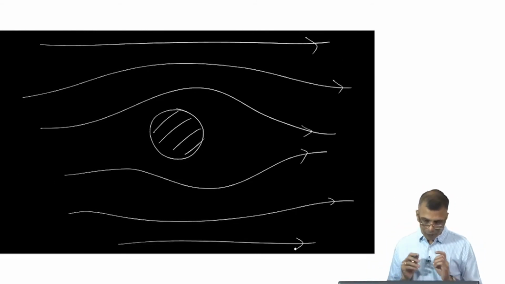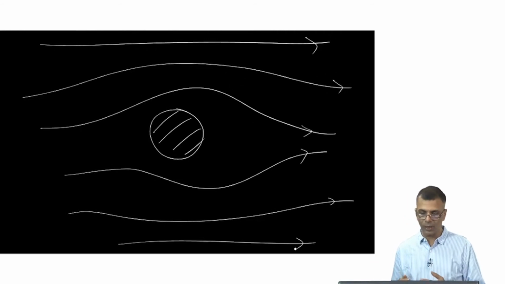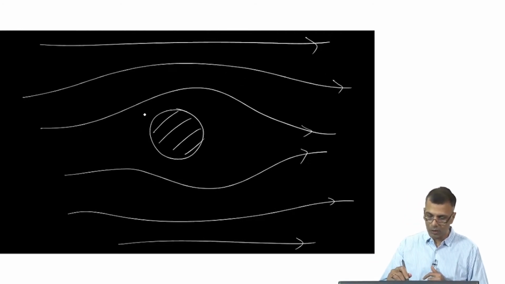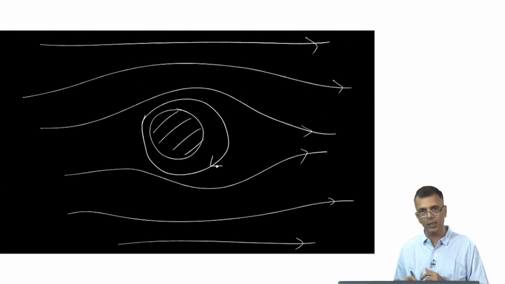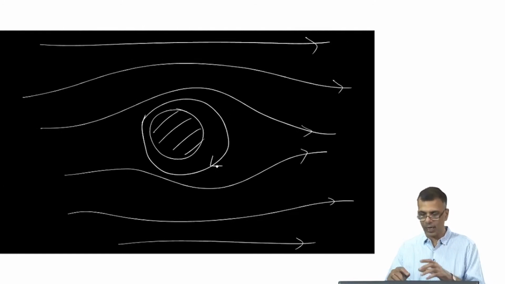If on top of this I impose, just because I say so, a circulation, in other words, let me impose a streamline that looks like this. Bear with me, I'll tell you why. Let me impose a circulation on top of this. I add this kind of a circulation to the flow by hand.